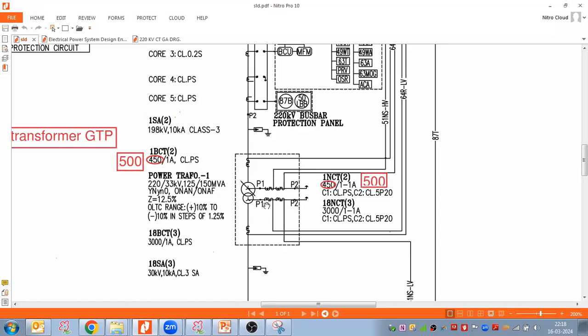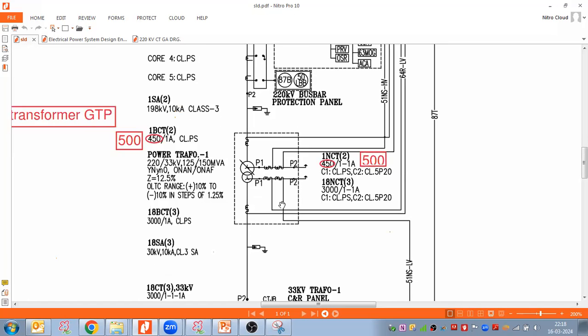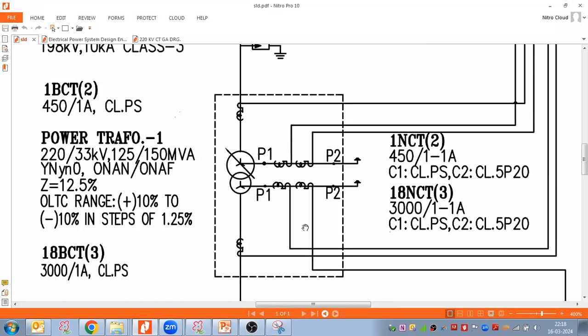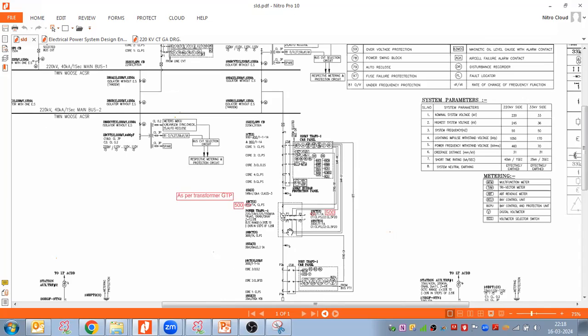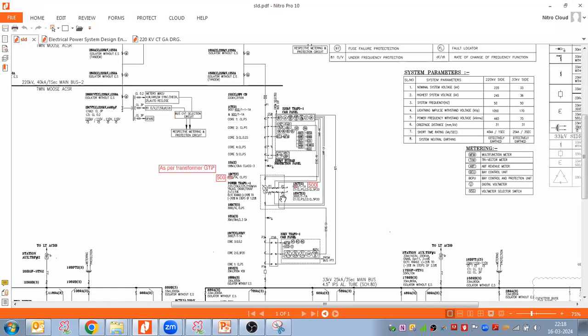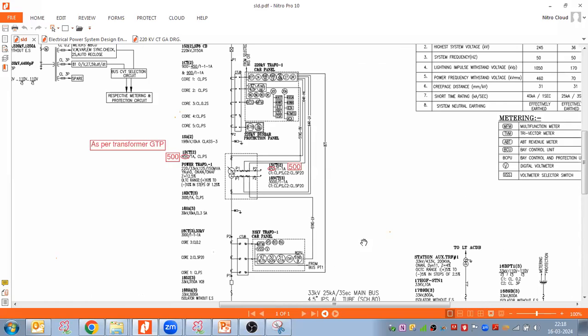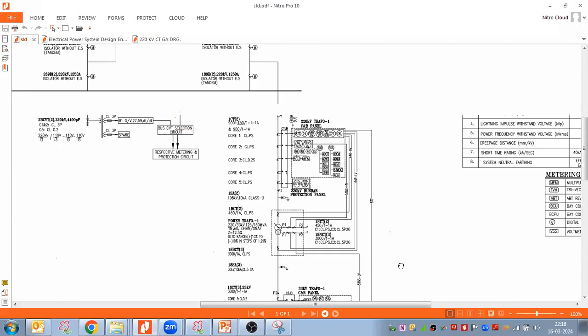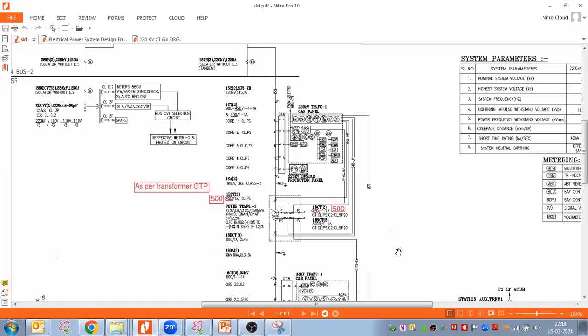Sir, can you scroll down a bit? No, just shrink. Sir, those are neutral CTs, right? No, this is NCT, and this is NCT, neutral CT of the transformer. In case of neutral CT, P1 should be towards the transformer and P2 should be towards the earth grounding point. Yes, ground. The reason is because the transformer is the source.